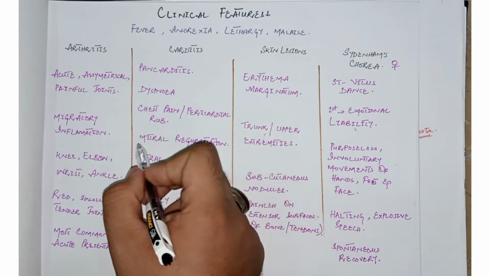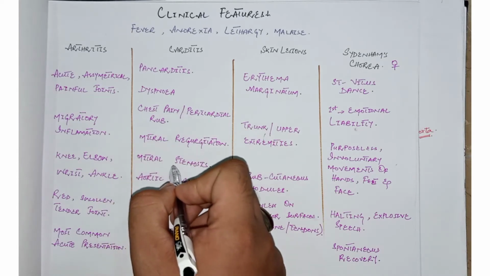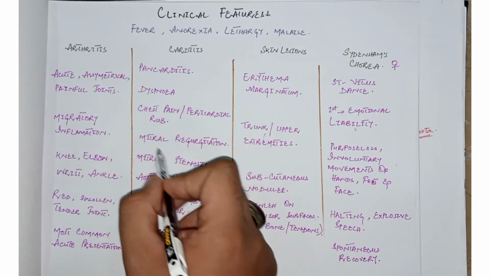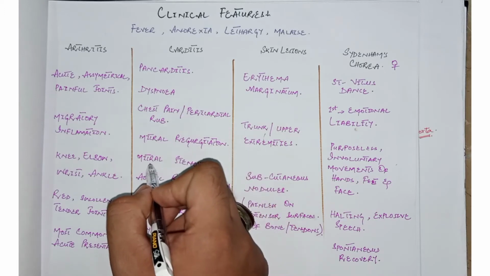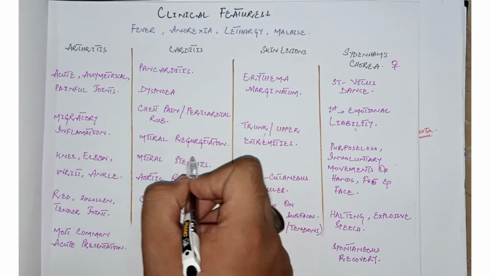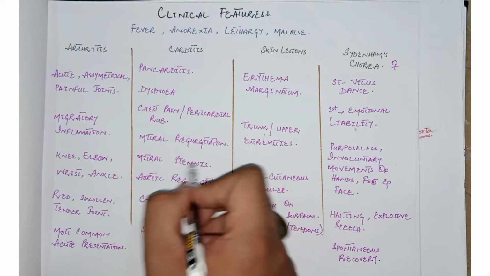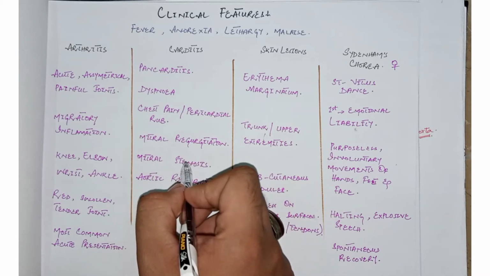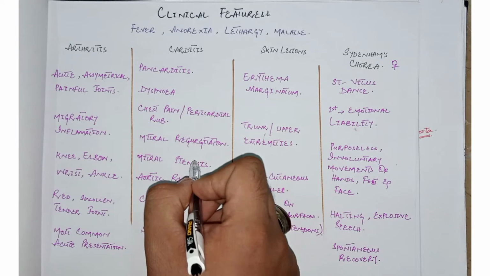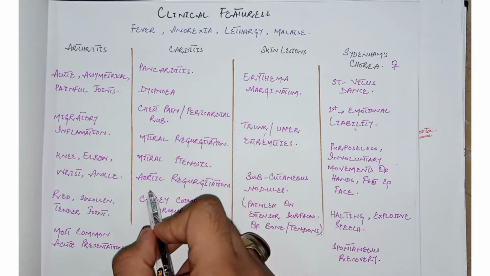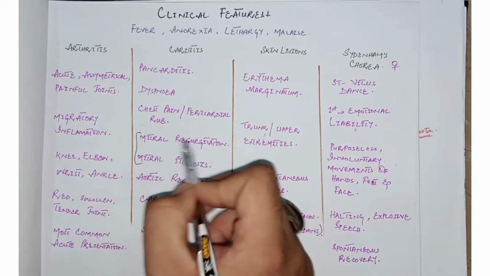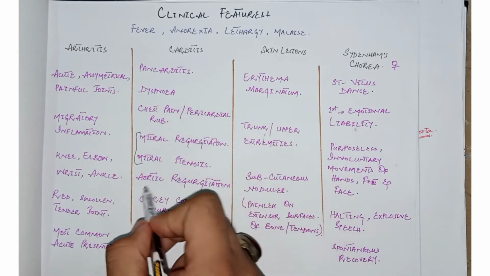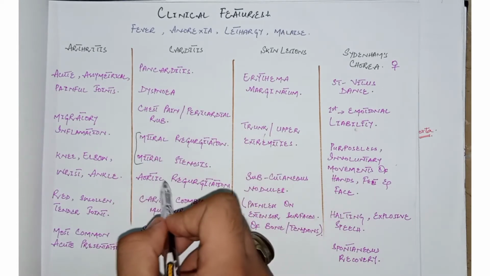The most commonly involved valve which is damaged in rheumatic heart disease is the mitral valve. In acute cases, mitral regurgitation occurs, and in very chronic cases, mitral stenosis occurs due to calcification and fibrosis. The other clinical feature is aortic regurgitation, but the most commonly involved valve is the mitral valve, and the second most commonly involved valve is the aortic valve.